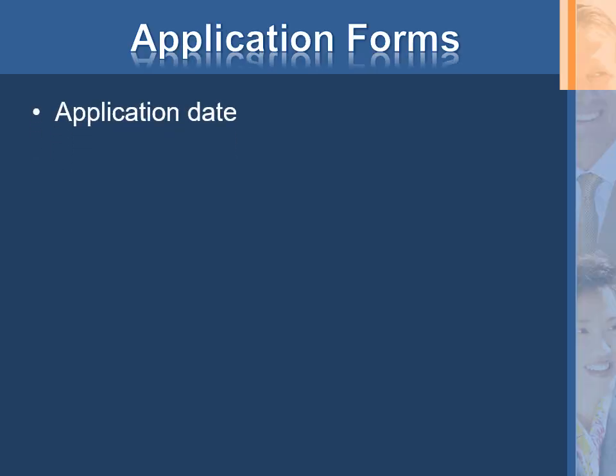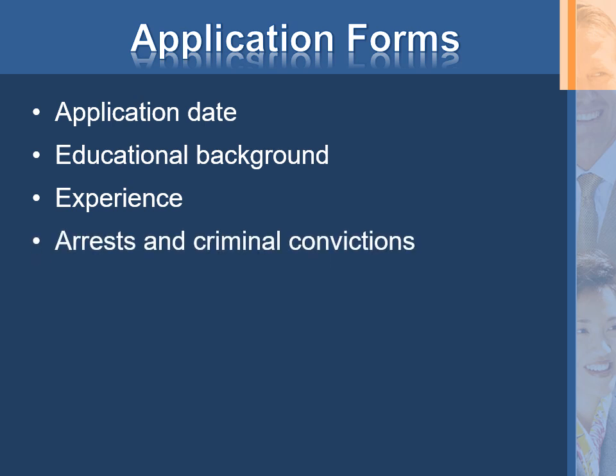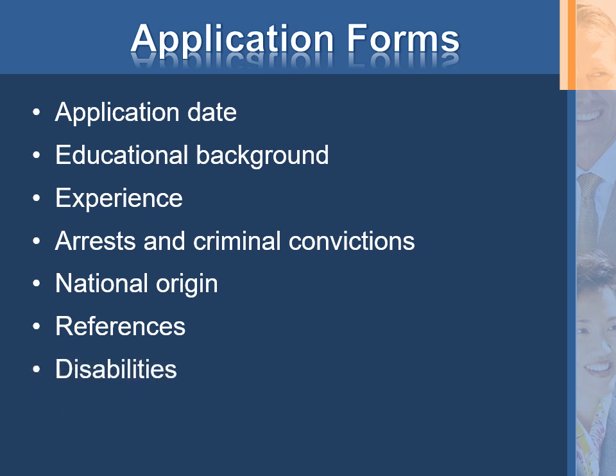On the application forms, you want to check the application date, their educational background, and what experience they provide that is relevant to the job. Do they have any arrests or criminal convictions? What's their national origin? What are their references? Do they have any disabilities? And are we compliant with EEO and at-will statements?